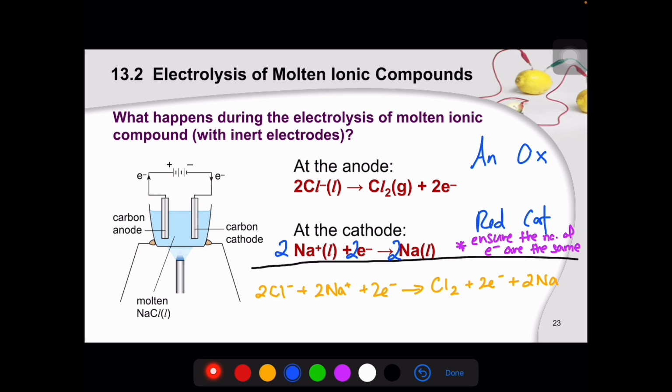repeated on the left and right side, and then you can cancel them off. So for example, there's 2 electrons here, and there's 2 electrons here. You can just strike them out. And now, that's where you combine the necessary chemicals, and that's where you'll get your overall equation.